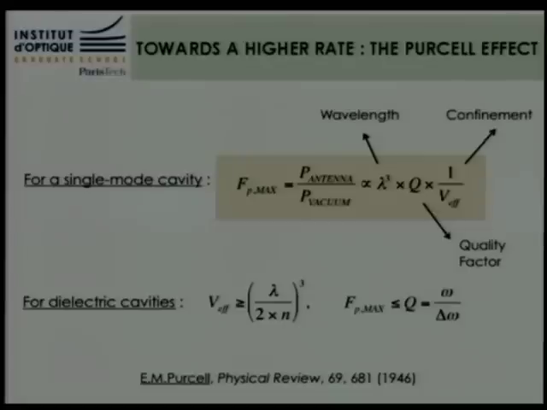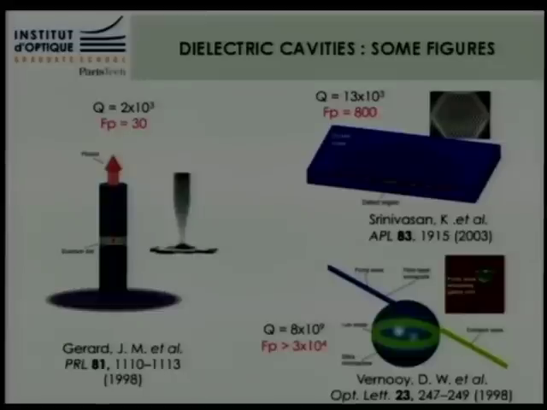Then for dielectric cavities, because of the standing wave issue, the effective volume of this mode cannot be less than half the wavelength cube. So this leads to a maximum value of the Purcell factor, which is roughly given by the quality factor. So to put some figures, let's see the performances of some fabricated dielectric cavities.